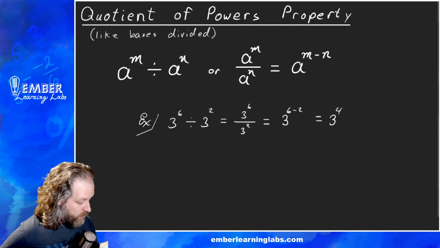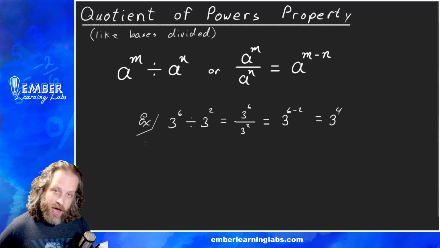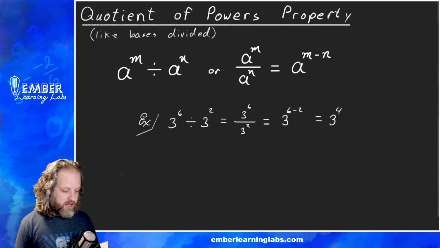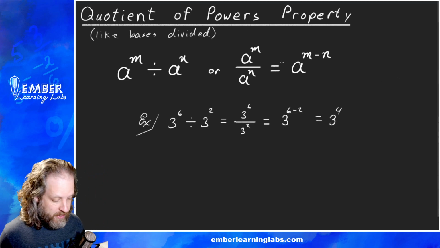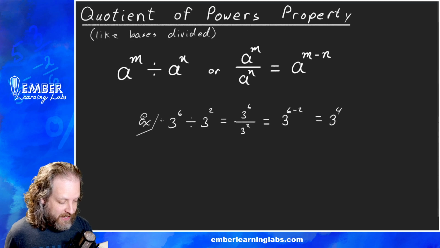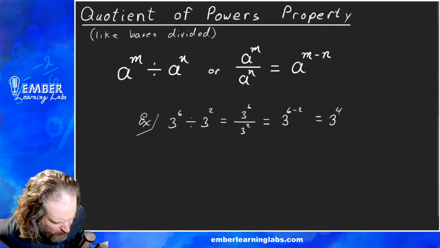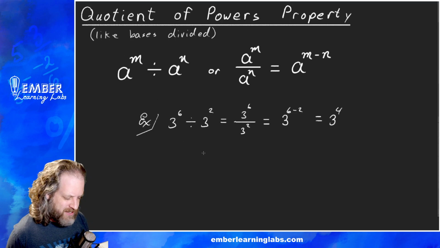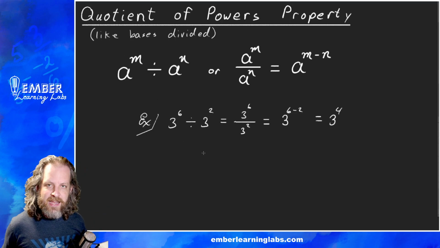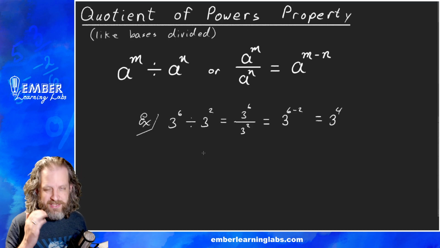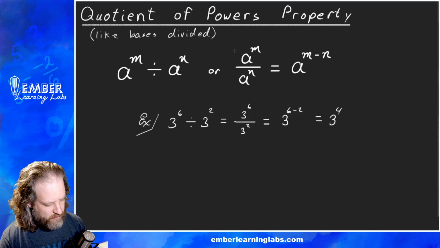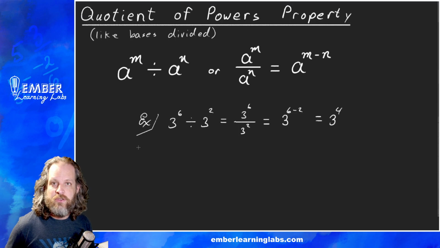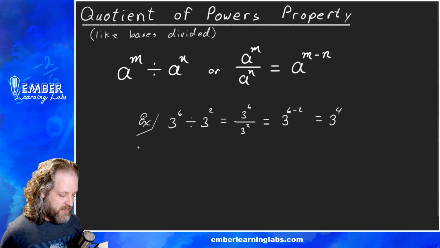All right, so we looked at the product property, so for multiplication, like bases multiplied. Now the quotient of powers property, so like bases divided. I wrote it both of these ways, mostly because the book gives some examples with this notation. A good chunk of the time that you see this in a textbook, you're going to see it more like this type of notation. But I wanted to include this just so you wouldn't get confused when you saw it a different way.